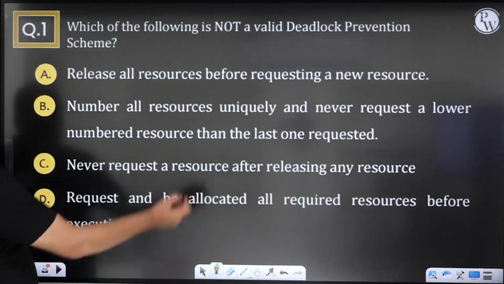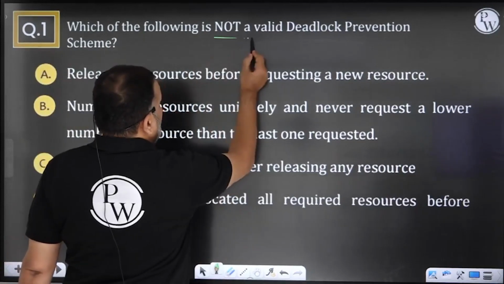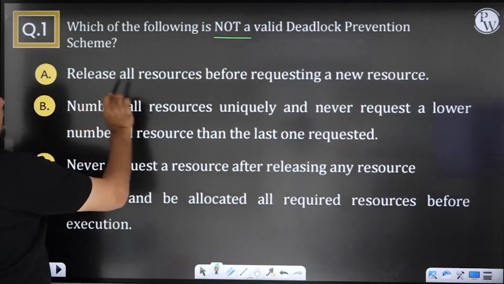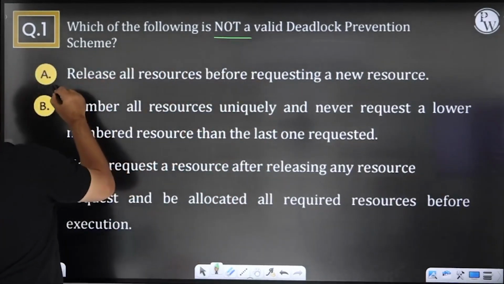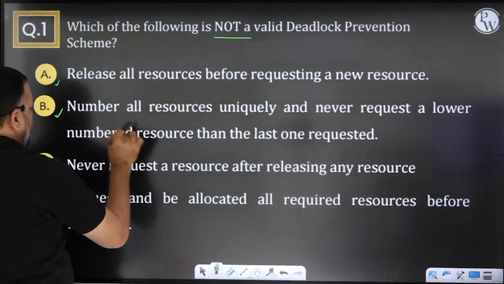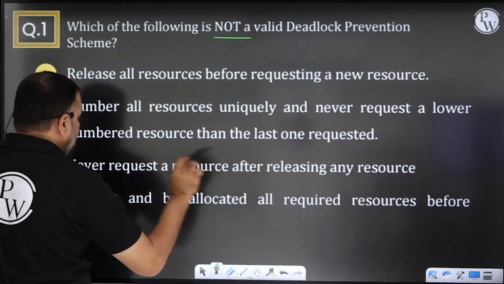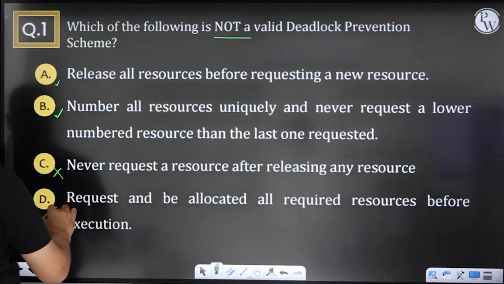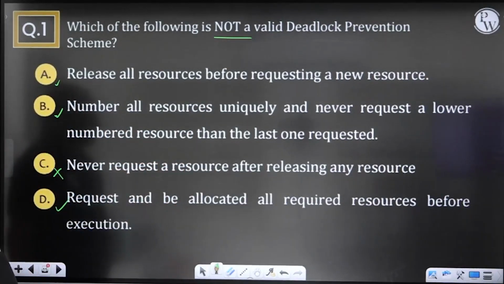Which of the following is not a valid deadlock prevention scheme? Release all resources before requesting a resource, this is valid. Number all resources uniquely, this is valid, for circular wait. Never request a resource after releasing any resource is not valid. Got it? So option C is correct.